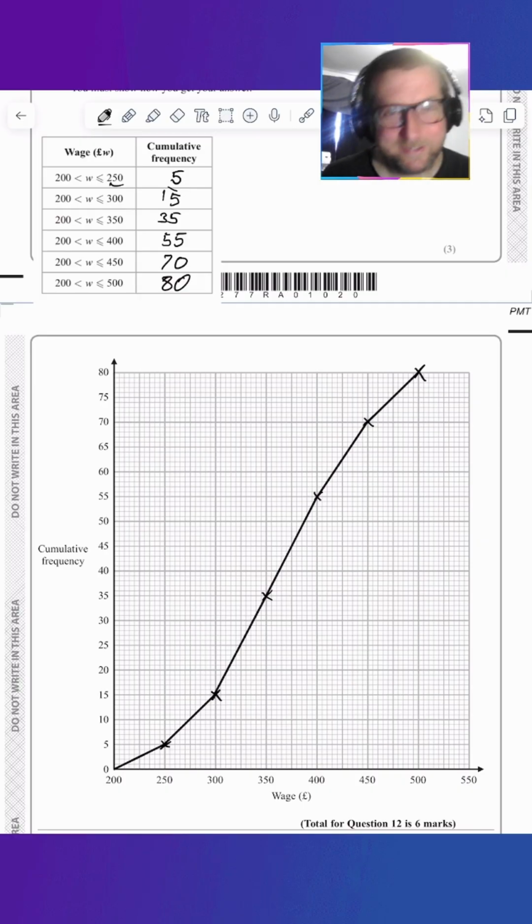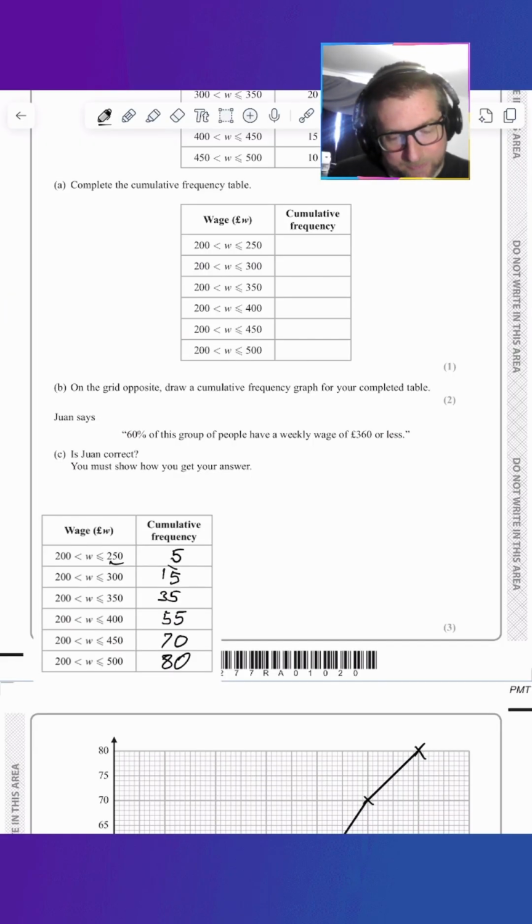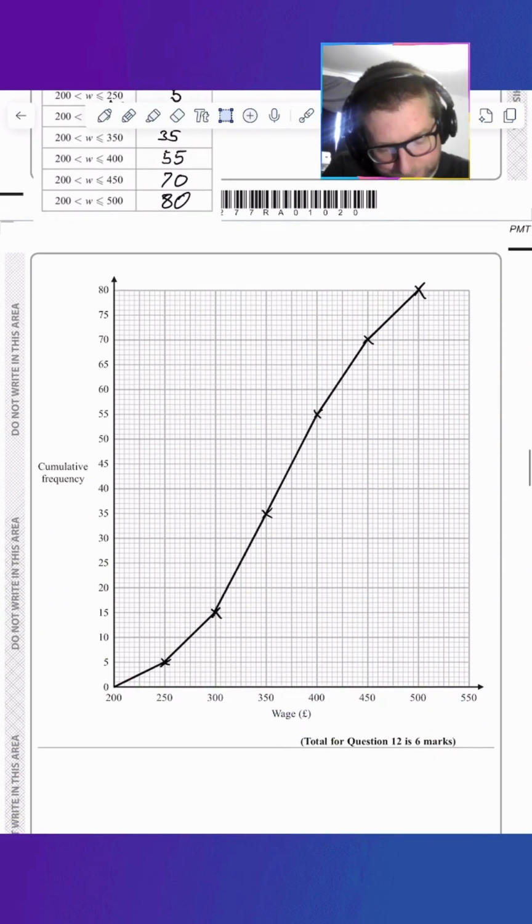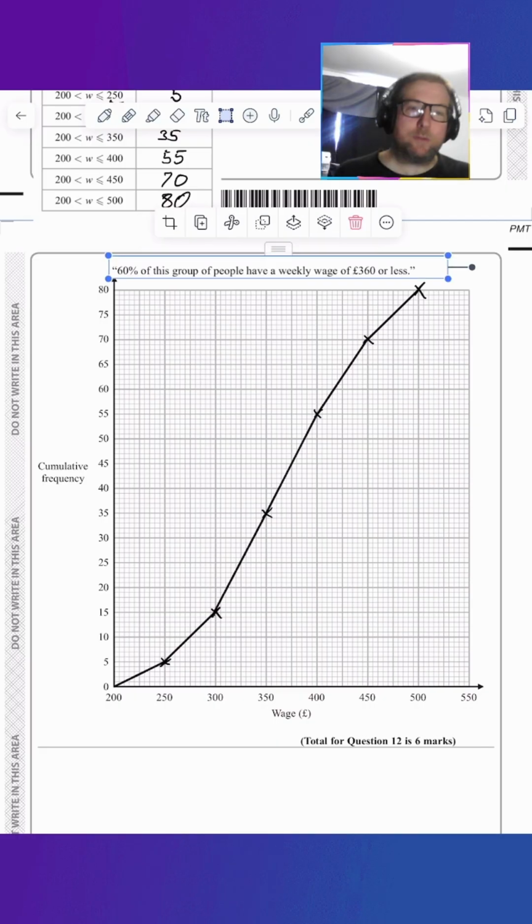Juan says 60% of this group of people have a weekly wage of 360 or less. Is that correct? Well, let's have a look. These percentiles, I'm going to go into more detail on what other questions might be asked here, but essentially you will be asked to find percentiles from the data. This one's asking for 60%.